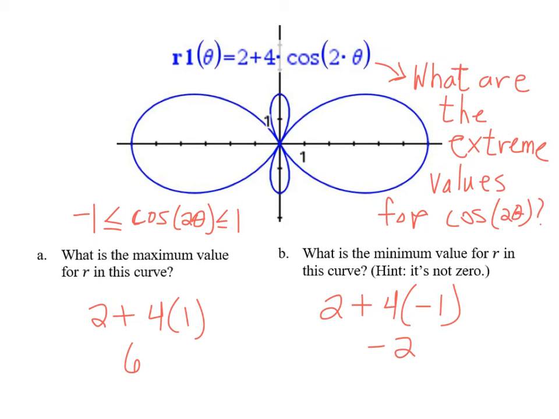I will warn you, don't assume that the largest value always happens when cosine is 1, because if you think about it, if this had been a -2 minus 4, then when cosine's -1 would actually produce our maximum value for the curve.